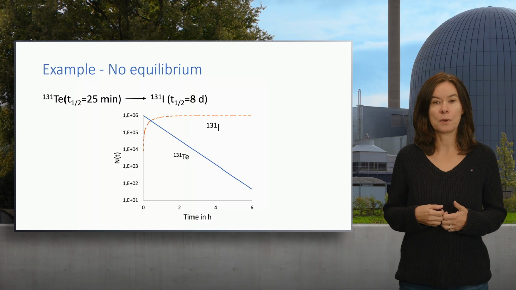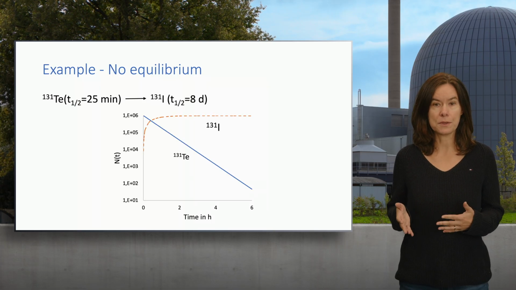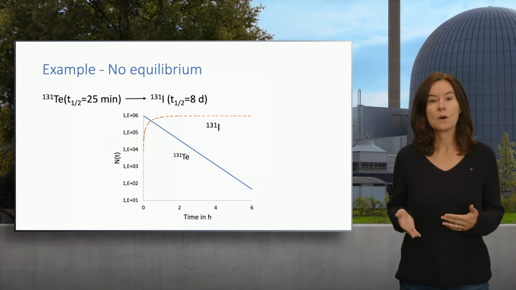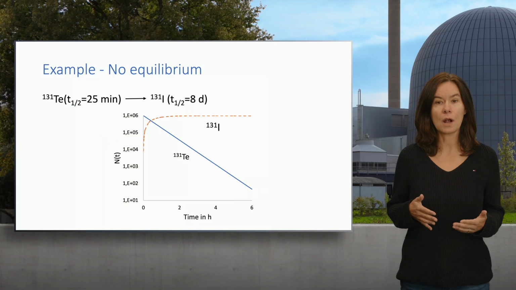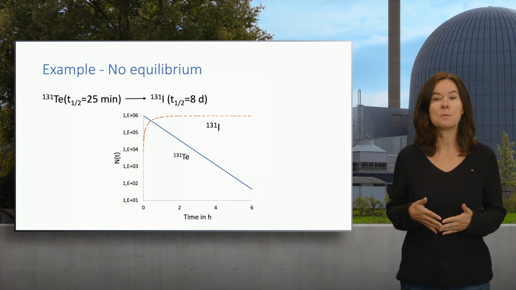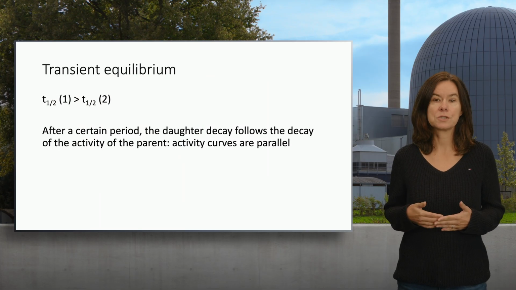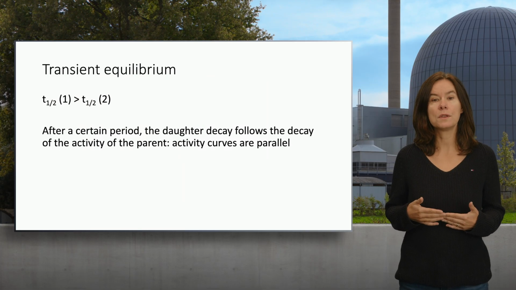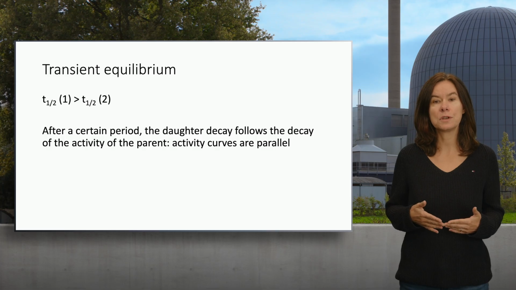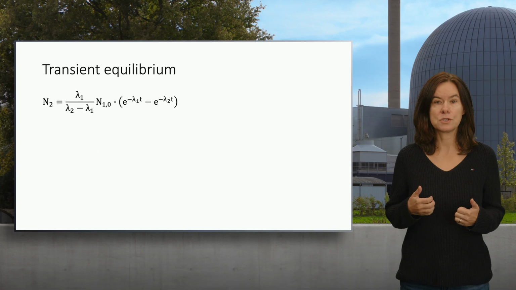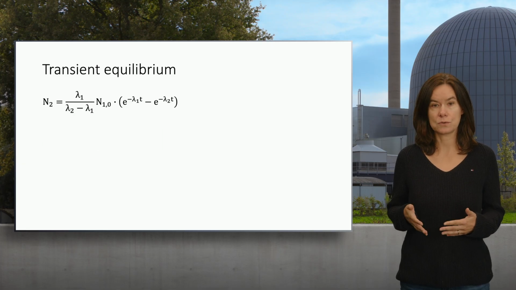You can see in this plot that the number of atoms of the mother, Tellurium-131, is decreasing very fast, while the number of atoms of the daughter, iodine-131, is increasing and will exceed the number of mother atoms quickly. In transient situations, the activity of the daughter will grow until its decay curve is eventually parallel to that of the mother. Now let's have a look at the general equation that we have used to determine the number of atoms of the daughter isotope.